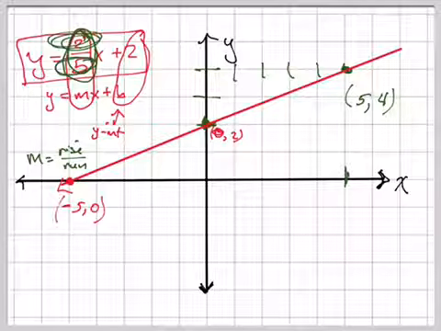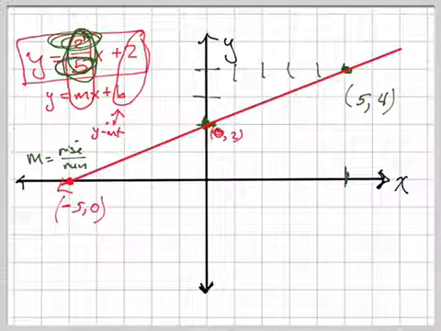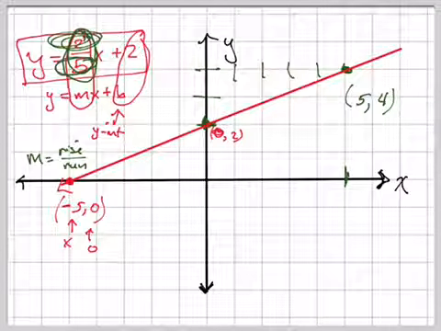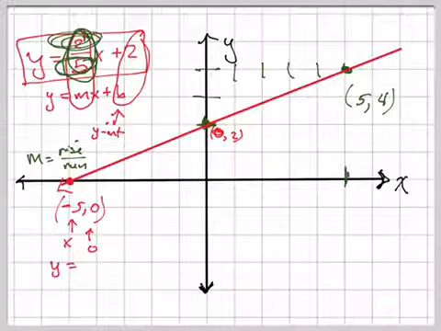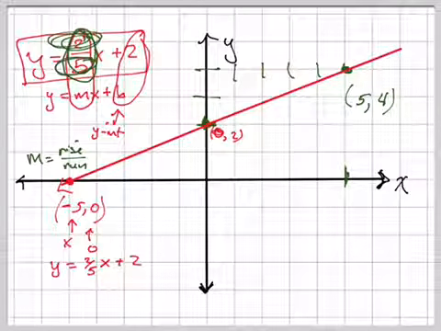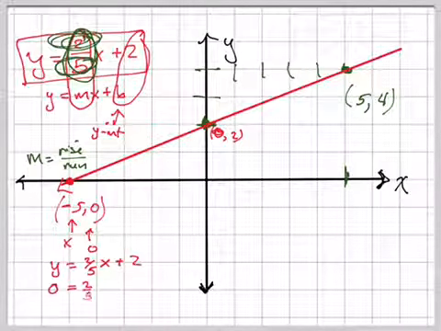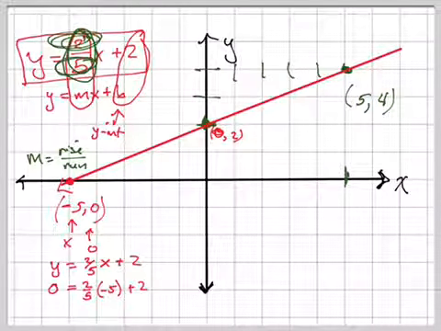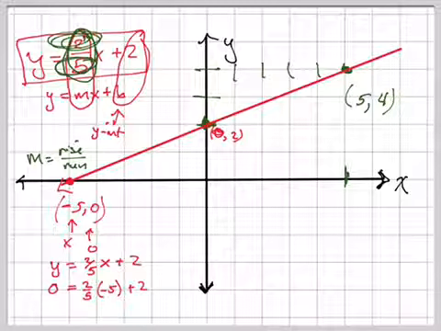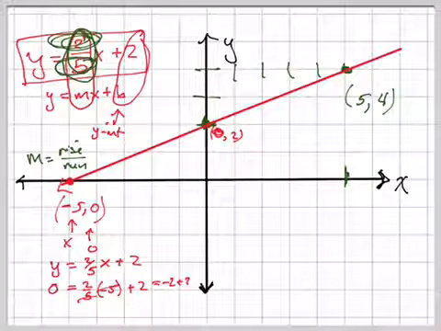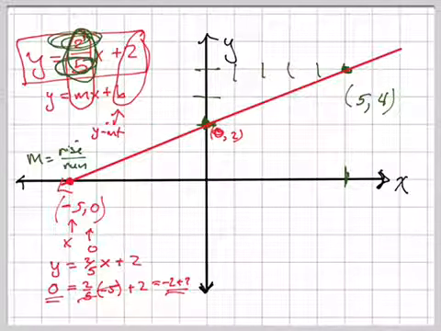-5, 0. You can test to see if that's right by plugging -5 in for x and 0 in for y into your equation. So remember, my equation was y equals 2/5 x plus 2. So write 0 for y and -5 for x and see if that worked. The 5's cancel, and that becomes a -2 plus 2, which equals 0. So it's right.